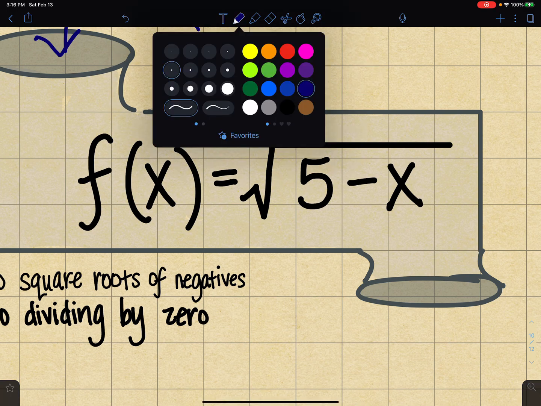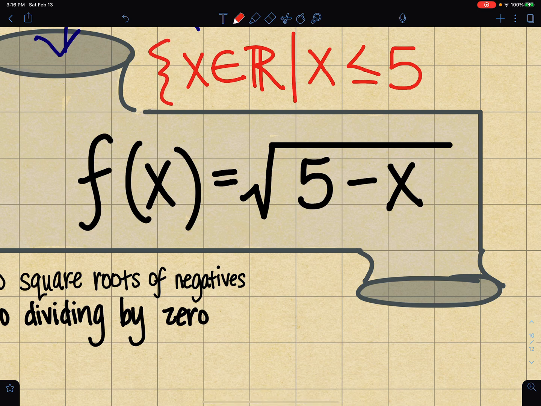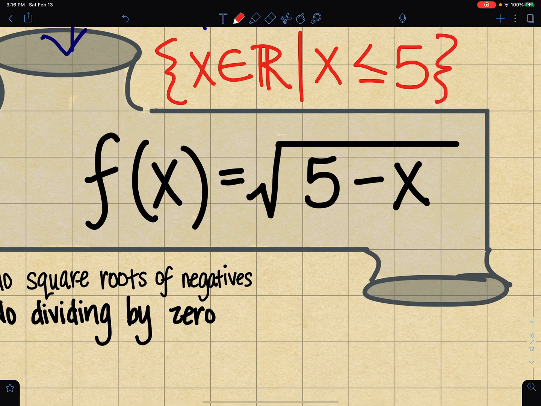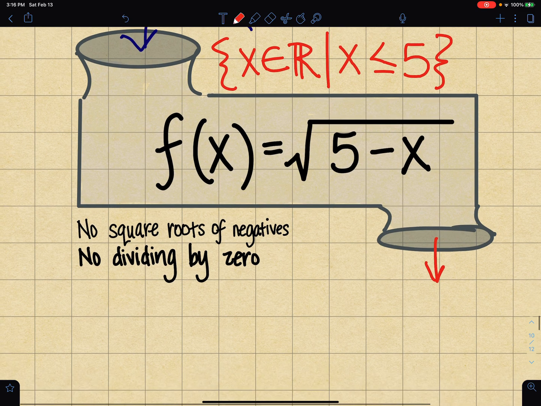So let's write it more precisely. x is less than or equal to 5, and it includes all real numbers with that restriction. Okay, so that's the domain. Those are the numbers that you can put in, and then you'll get something out. It didn't ask us for the range, but it could have, right? Okay, let's do the next example.